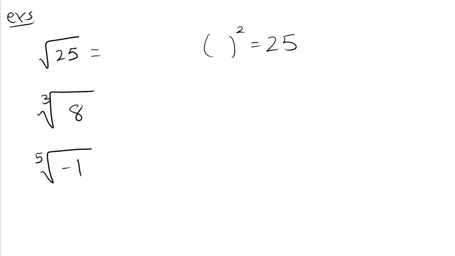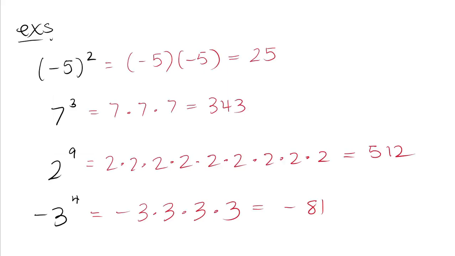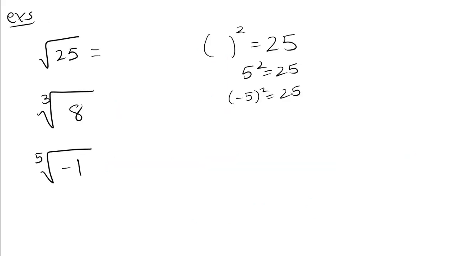And here's the issue. There are actually two numbers that would work there. Both 5 squared, and as we saw earlier, negative 5 squared would give you 25, right? That was our first exponential example. Negative 5 squared is 25, positive 5 squared is 25. So how do we know which one to choose?